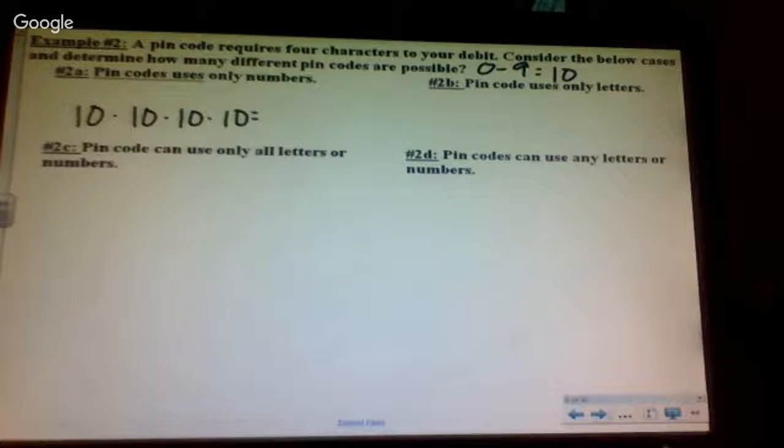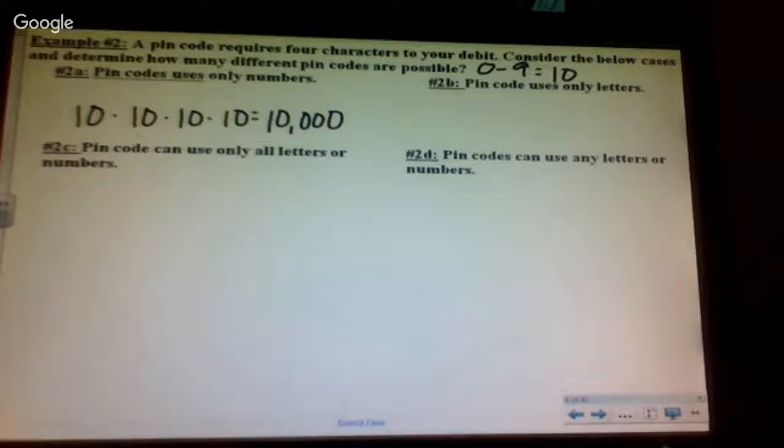I can reuse that number over and over and over again. My pin could be 2222. Okay. You have 10,000 different options for a pin code. 10,000. That's it. Yeah. You have 10,000 different options for your pin code.